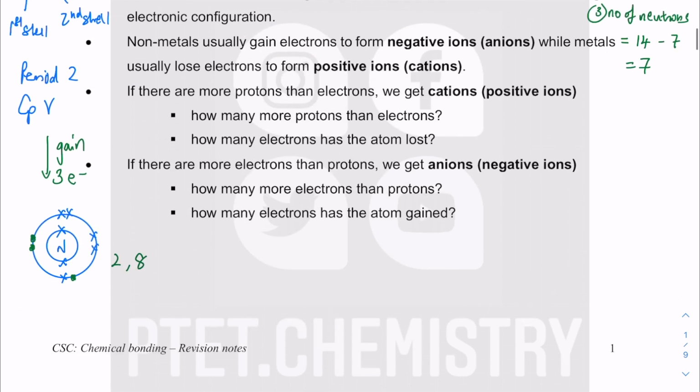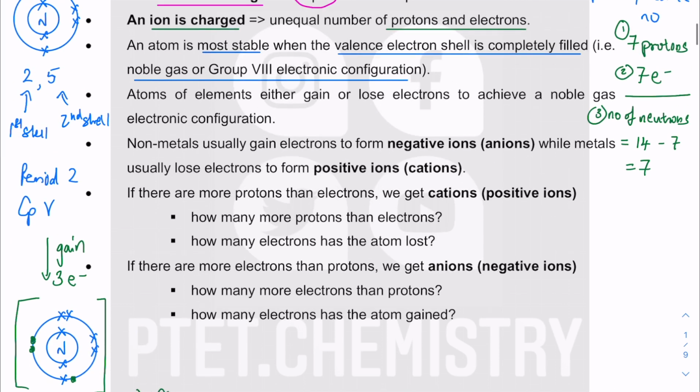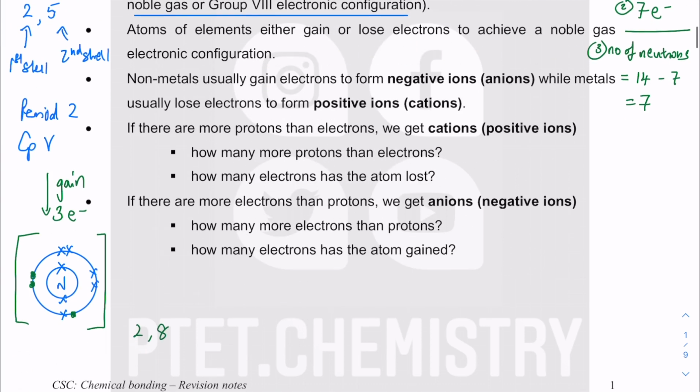When I gain 3 electrons, my total number of protons does not change, because I haven't changed the identity of the element. It's still nitrogen. So I gain 3 electrons, but I still have 7 protons, and plus 3 more electrons, I have 10 electrons. So this will become a 3 minus charge.